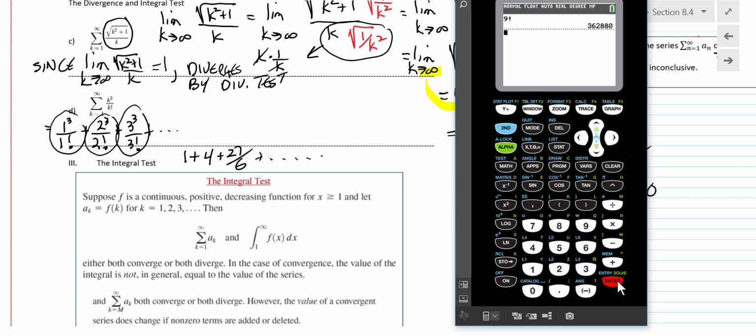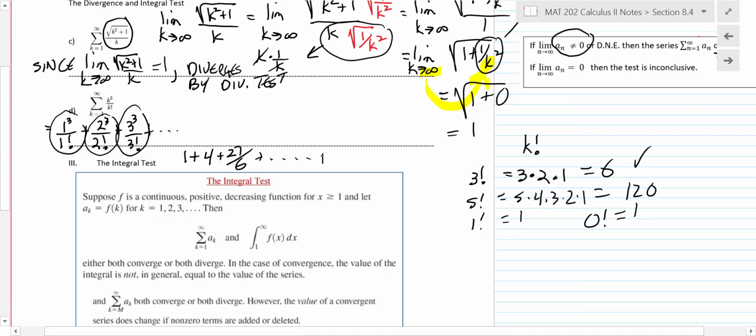I want to show you this because I want to give you a sense of what happens. I'm going to put in 80 factorial and show you what happens. So I'm going to go 80, math, probability, option 4, 80 factorial. Look at this. It overflowed. This calculator is not powerful enough to do that, so that means it's humongous. Factorials get out of control big very, very fast, and that's a big deal on this problem.